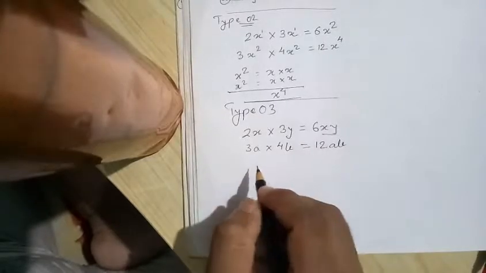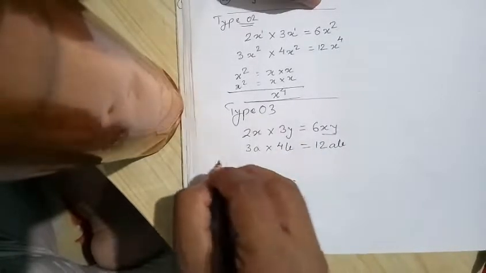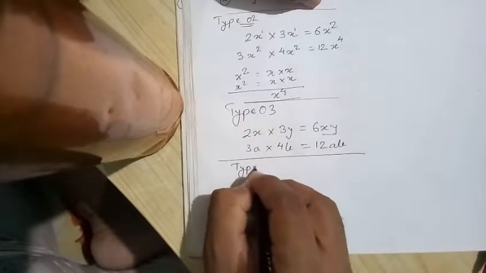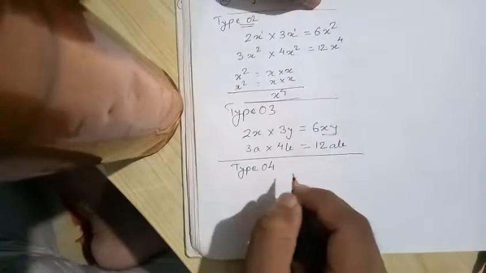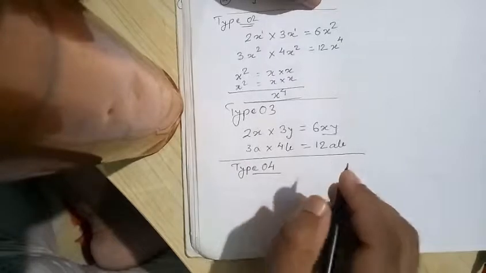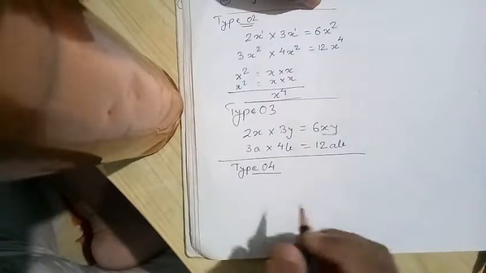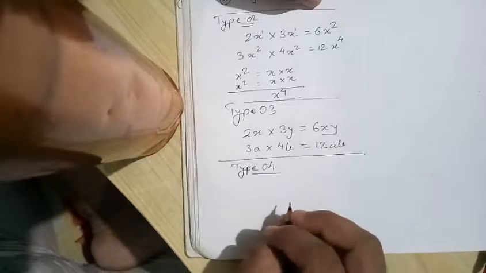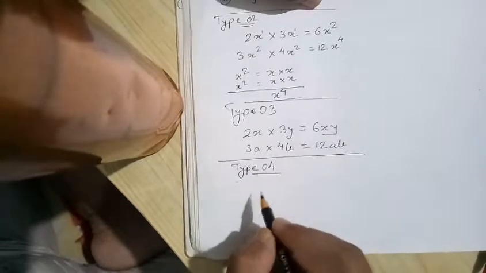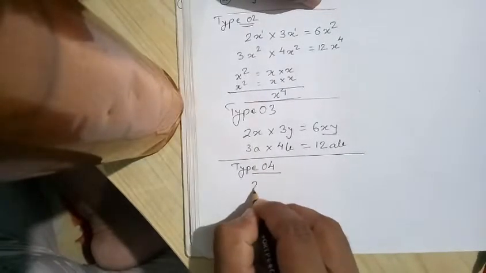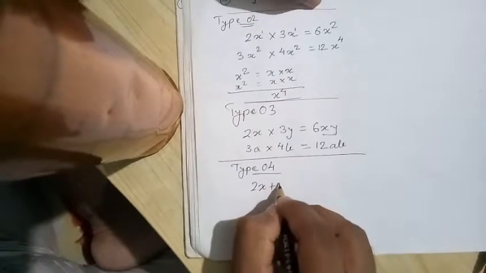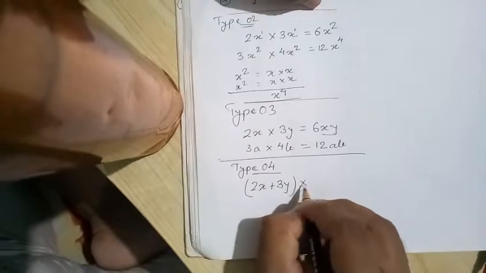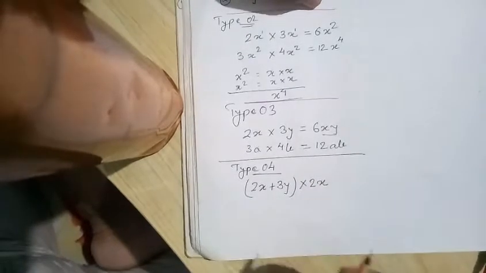And now you understood with this. So after the third part, type number 4 will help you understand this much better. Okay, so let's understand this. The fourth type is 2x plus 3y multiplied with 2x.